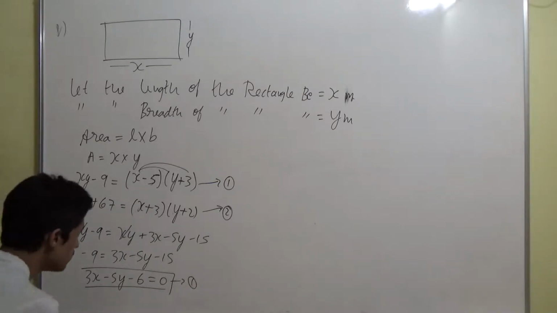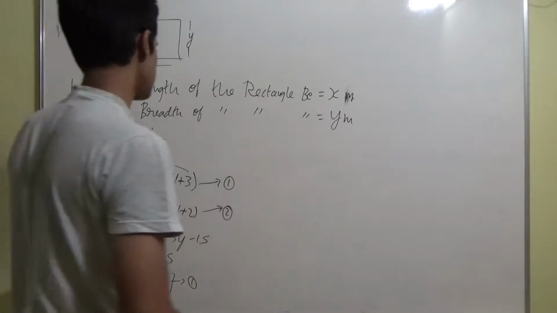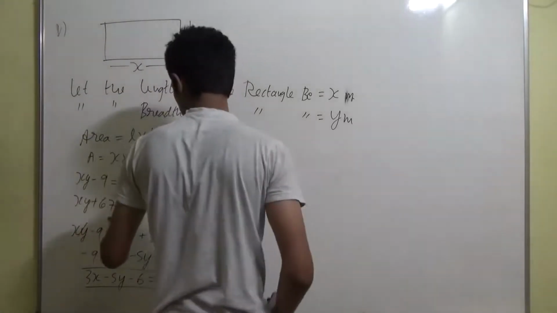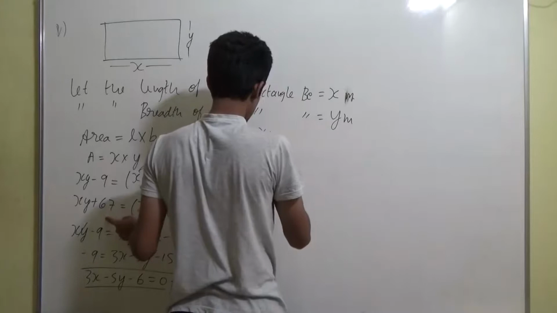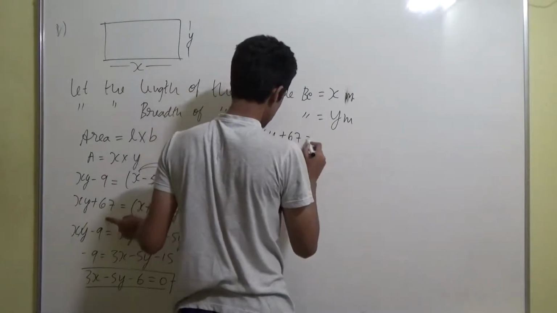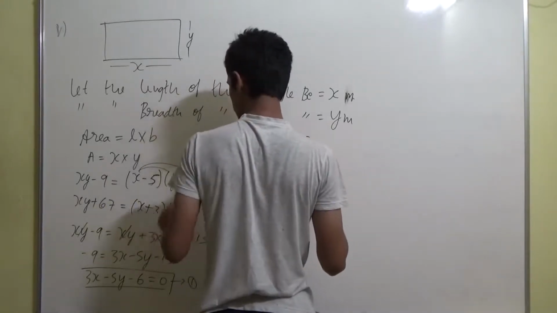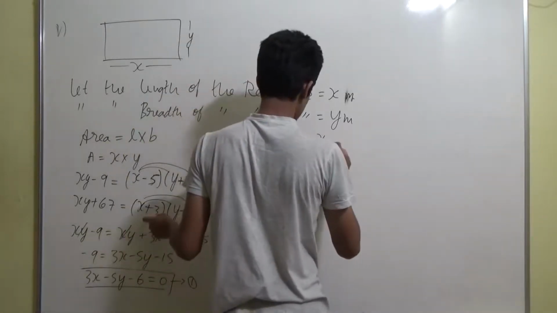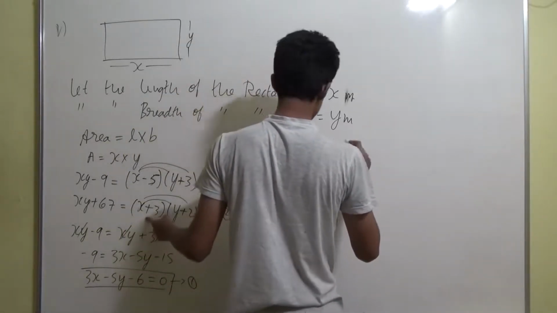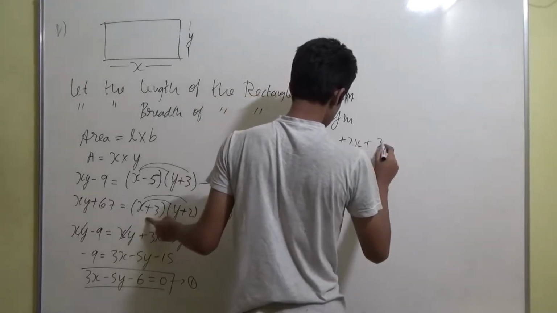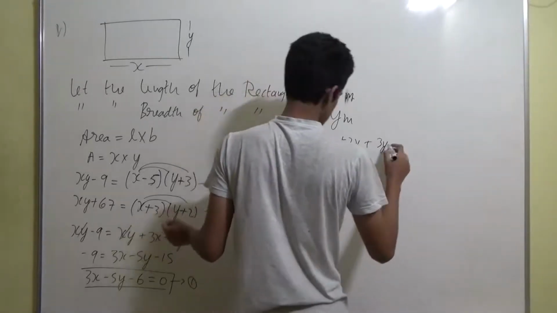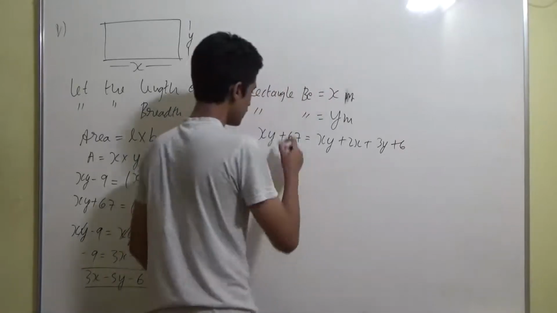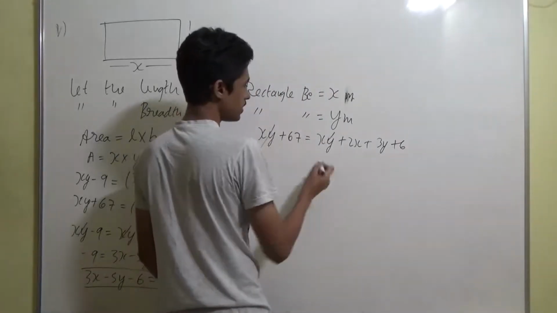Now let's do the same thing for equation 2 as well. I'll start expanding equation 2 here. xy plus 67 equal to xy. Now I'll start multiplying it like this. xy plus 2x plus 3y plus 6. That time xy will again get cancelled, right? I'll cancel it here itself.